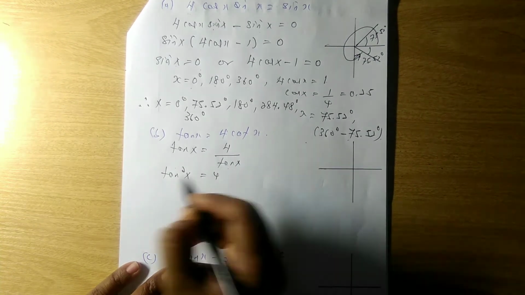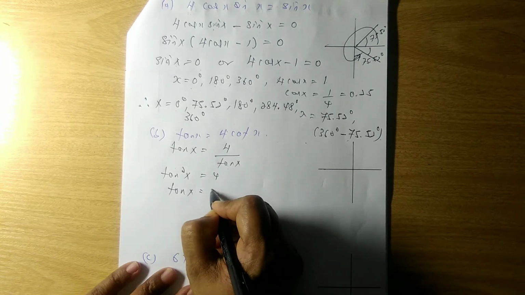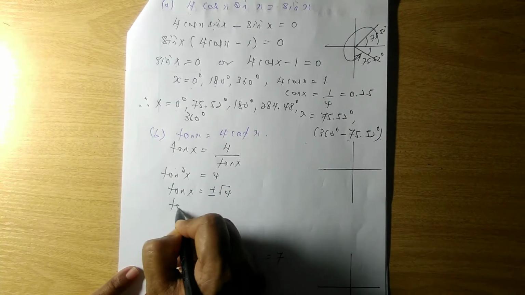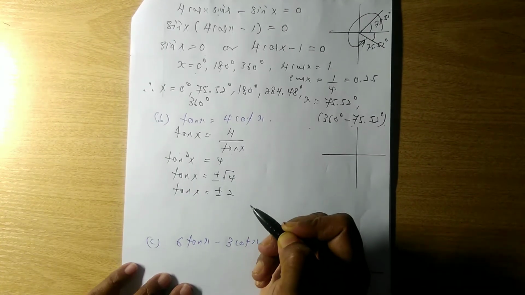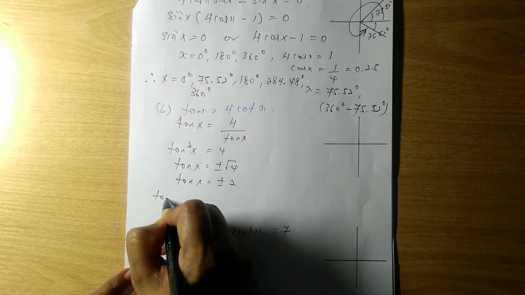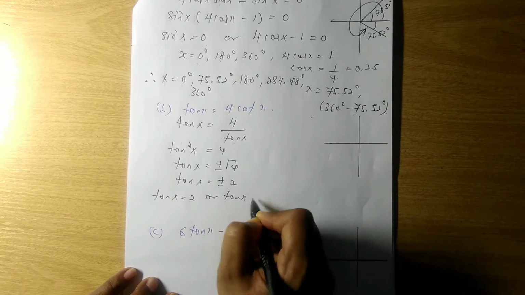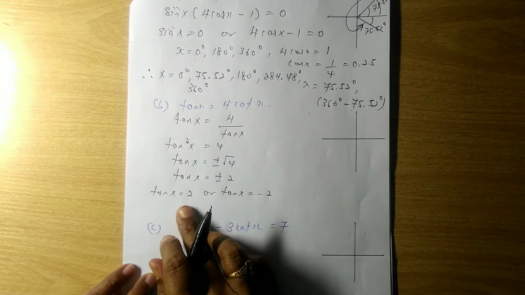So my tangent x will become, bring over, positive or negative square root of 4. Means my tangent x is actually positive or negative 2. So we got two option answers. My tangent x can be 2 or tangent x can be negative 2. Okay, so I've got two sets of answers.